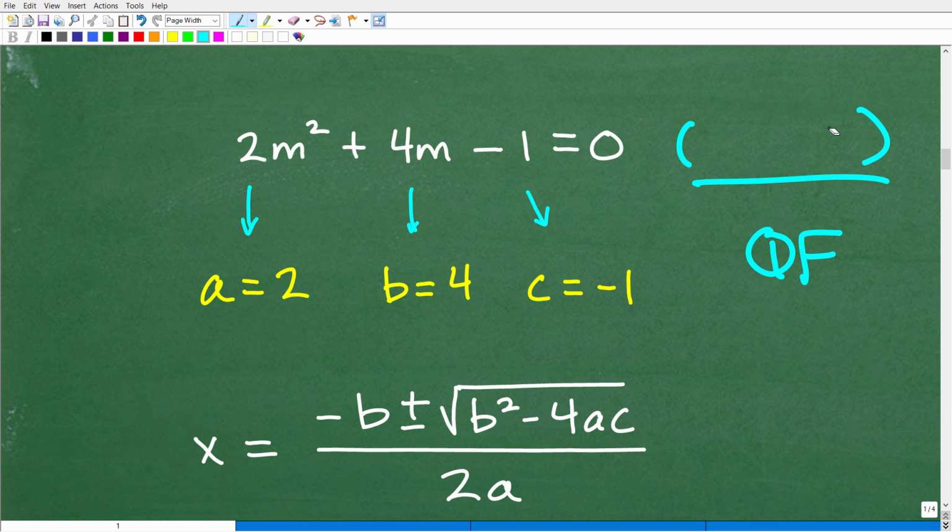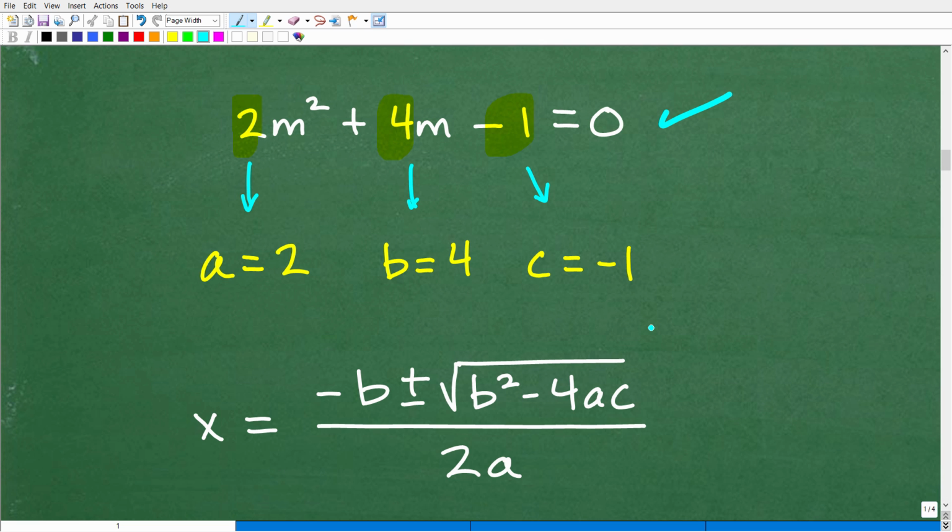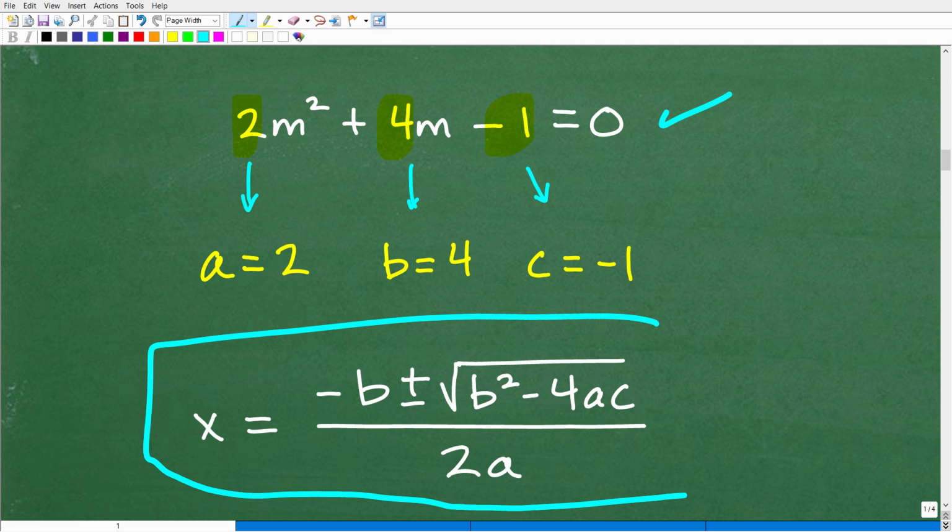Now, to use the quadratic formula, you need to have this thing written in standard form, which means from highest to lowest power, and it's all equal to 0. Once this is all in standard form, the coefficients of these terms are our A, B, and C values. Now, if you don't know how to work with the quadratic formula, this will probably be the first time you've seen it in action, but this is the quadratic formula.